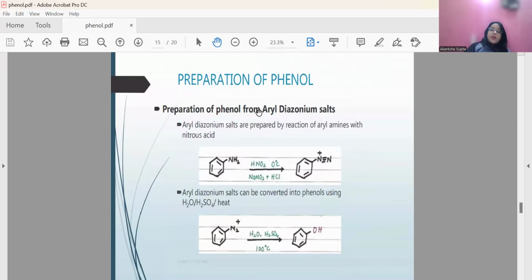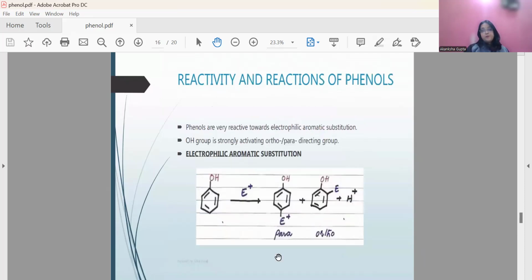In the next method, we can get phenol from aryl diazonium salts. Here we can see aniline, an aromatic amine. When we react aniline with nitrous acid at 0 to 5 degrees centigrade, in the presence of NaNO2 plus HCl, we get the diazonium salt, benzene diazonium basically. When we hydrolyze benzene diazonium in the presence of acid, we get phenol as our final product.